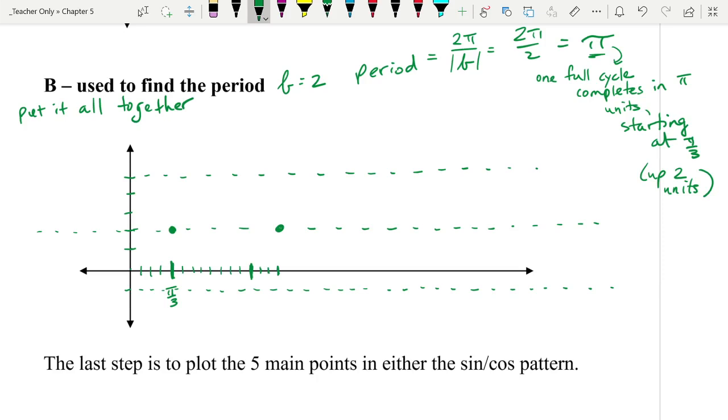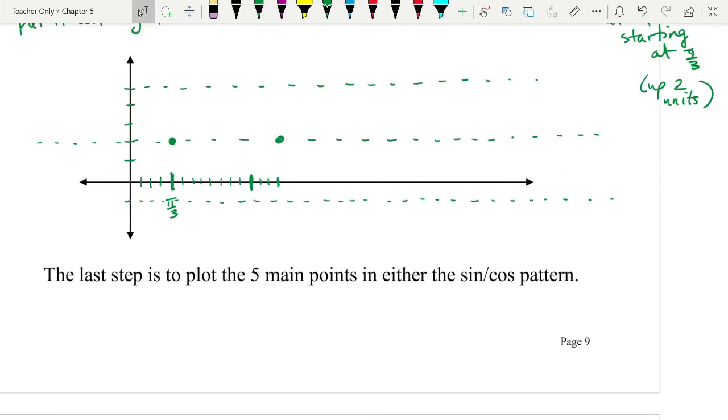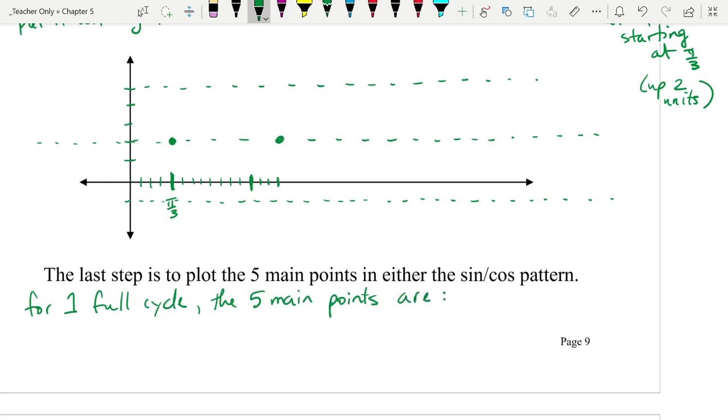And it says now the last step is to plot the 5 main points. I've just plotted 2 of them. The 5 main points, for 1 full cycle, are start, end, max, min, and node.